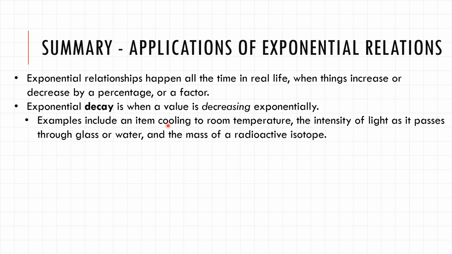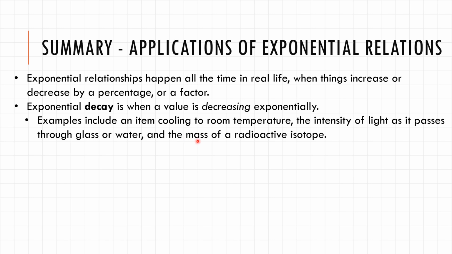An example of this might be an item that is cooling to room temperature. The temperature change slows down the closer it gets to the ambient temperature. Another example would be the intensity of light as it passes through glass or water. Remember, the deeper underwater you are, the darker it is. There are some fish that live at the bottom of the ocean and they actually create their own light. It's called bioluminescence. Because down there, the sun's light has to go through so much water that it is not intense at all. It's very dark down there.